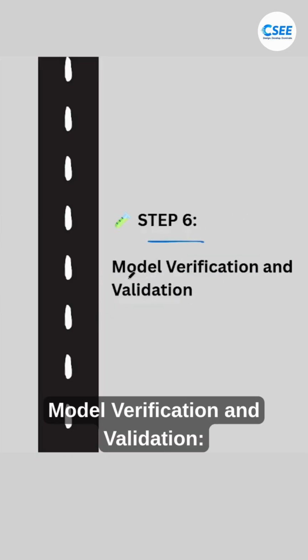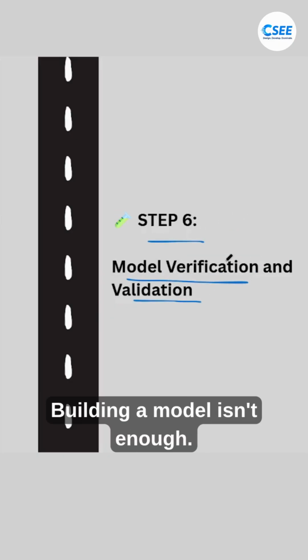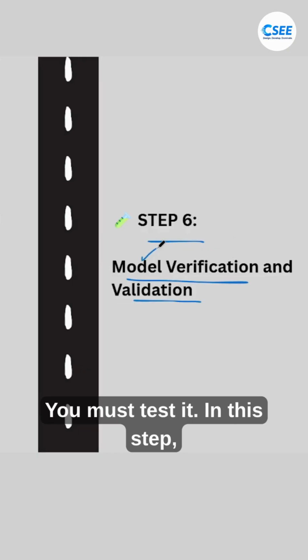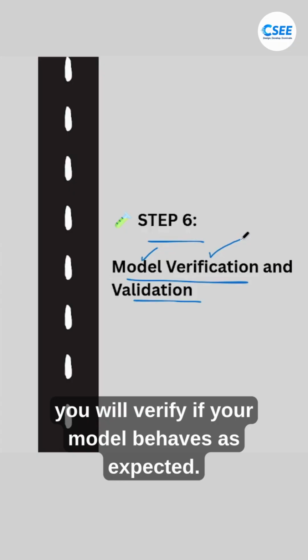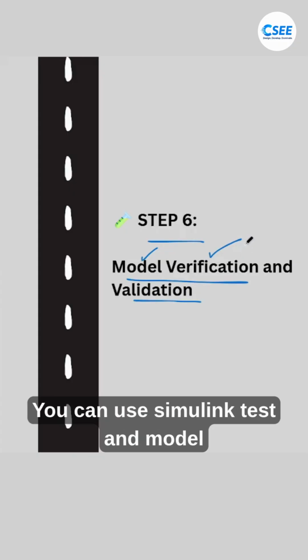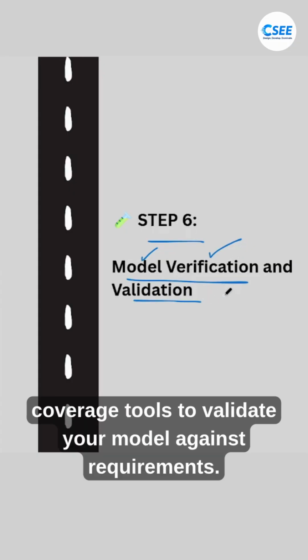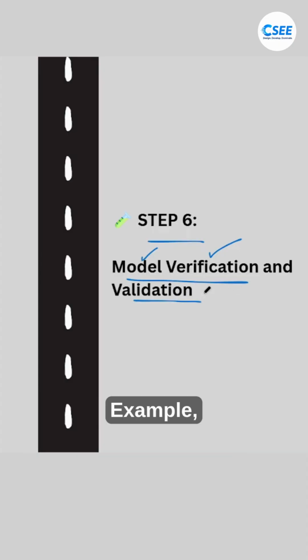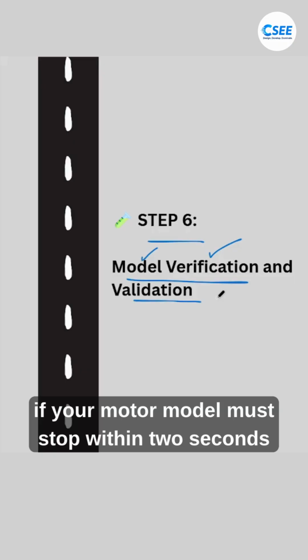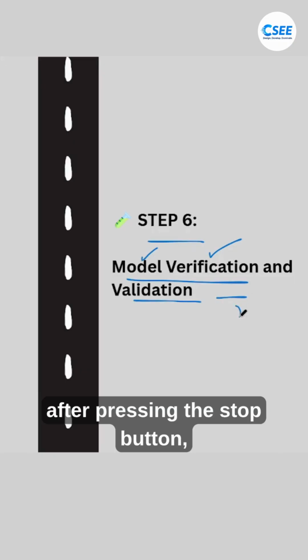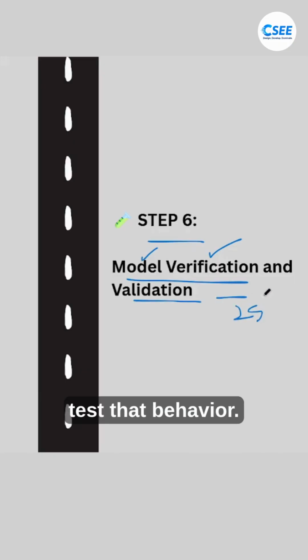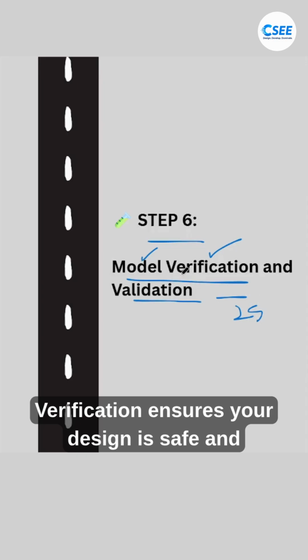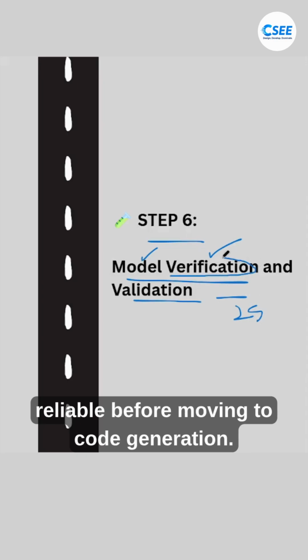Step 6, Model verification and validation. Building a model isn't enough. You must test it. In this step, you will verify if your model behaves as expected. You can use Simulink Test and Model Coverage tools to validate your model against requirements. Example, if your motor model must stop within 2 seconds after pressing the stop button, test that behavior. Verification ensures your design is safe and reliable before moving to code generation.